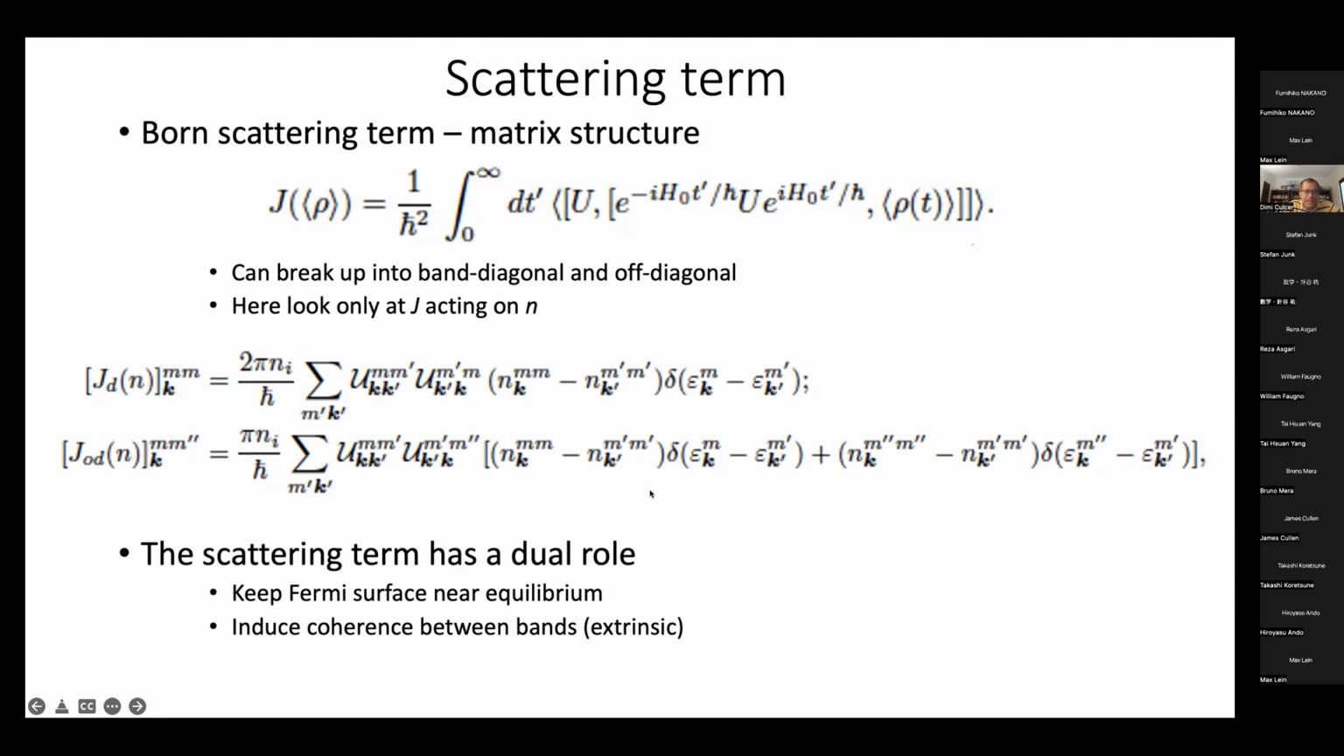So the scattering term, this guy, basically keeps the Fermi surface near equilibrium. And then this guy, out of the terms that we've investigated so far, induces what I called here coherence. It's really transitions between the bands. When I discussed with Professor New, he is not so keen on using the word coherence. It's more like band mixing. So there are transitions between the bands, but there's also some band mixing that is induced by the disorder.